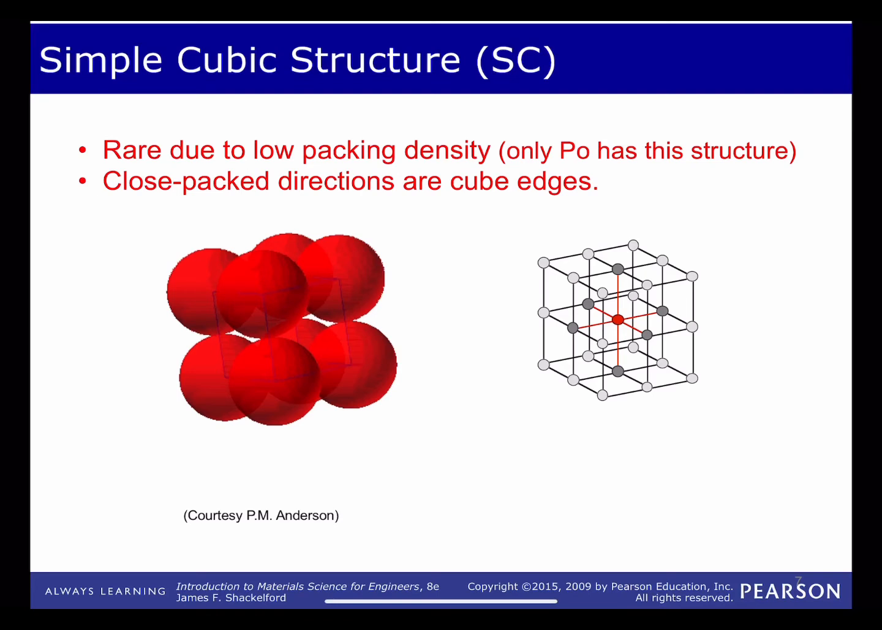And based on where the contact points are, we can define the close packed directions. So close packing requires that atoms contact along that direction. So close packing directions are, of course, the cube edges, as we saw in the previous slide. Okay, so these atoms here are contacting along that cube edge. So that would be the close packed direction.